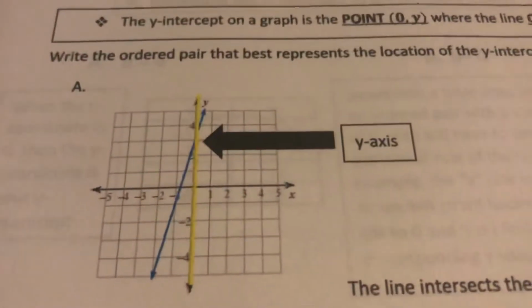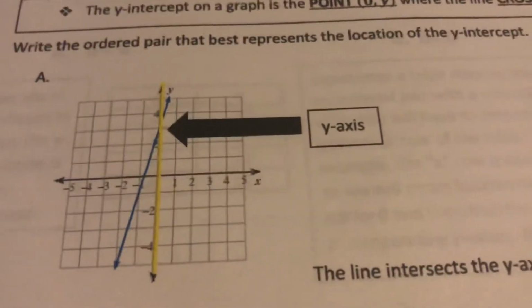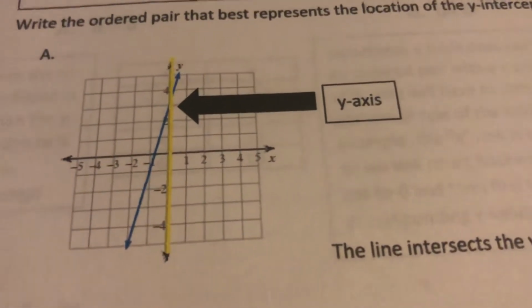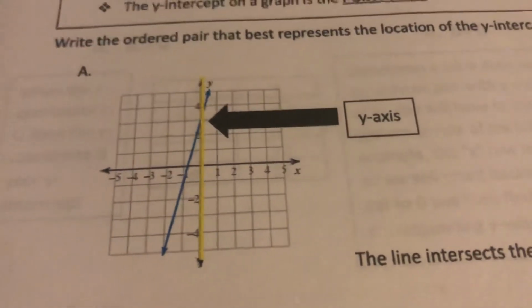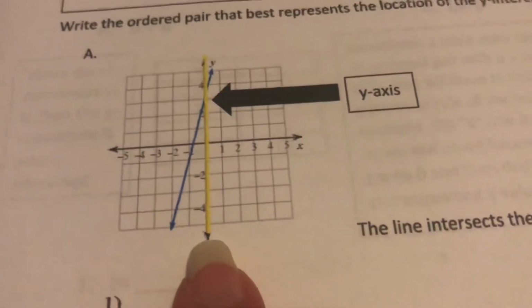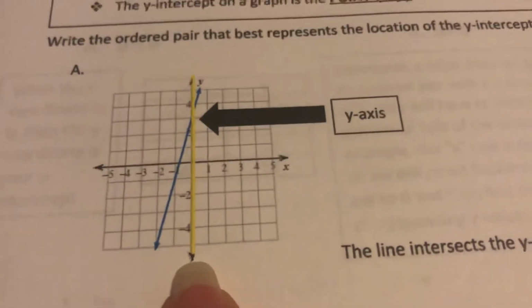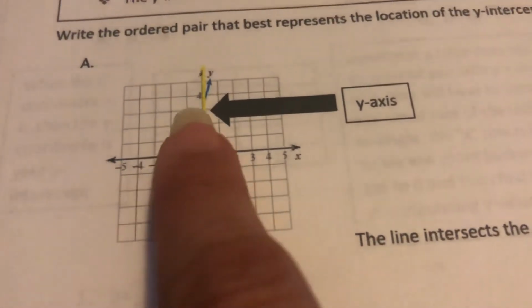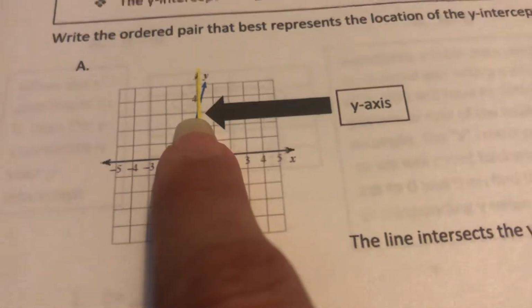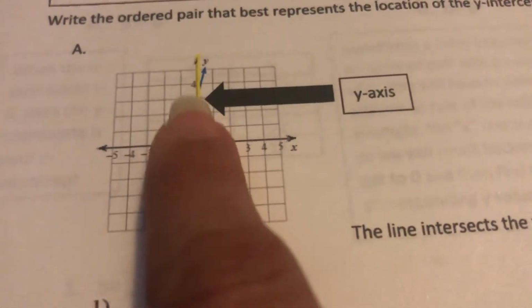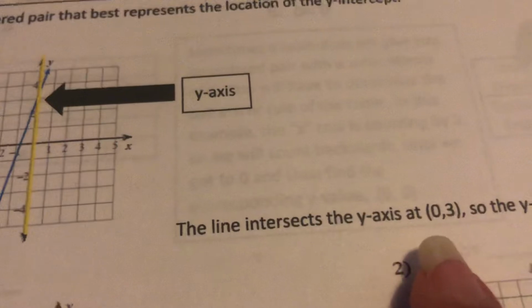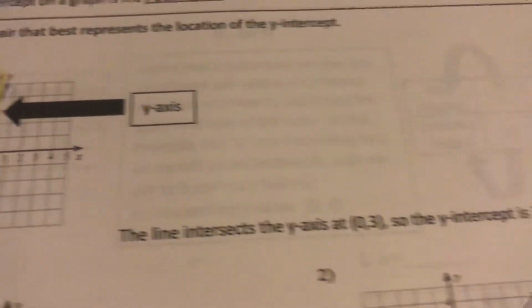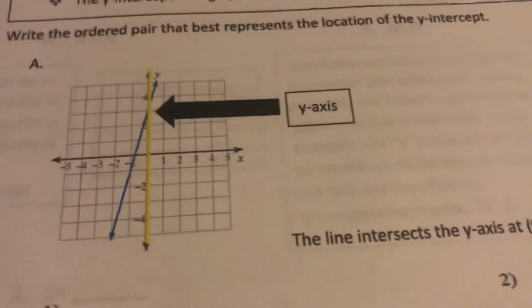When we look at graphs, the y-intercept is where the linear function, or the line, goes through the y-axis. Your y-axis runs up and down, or vertical, on your coordinate plane. So this line right here is intersecting the y-axis at +3. The line intersects the y-axis at the ordered pair 0, 3. So the y-intercept is +3.